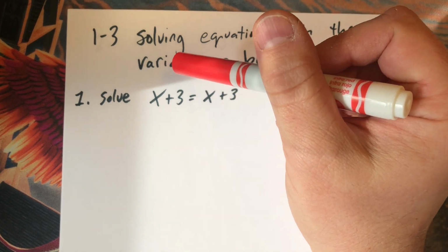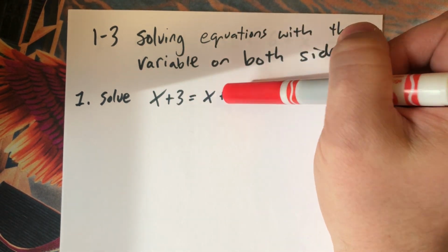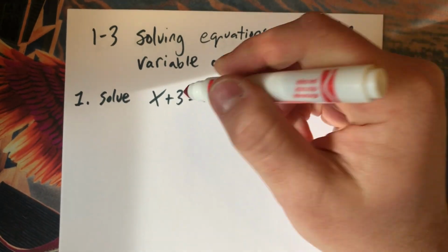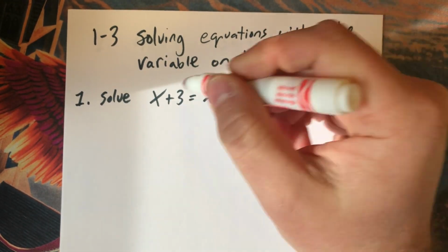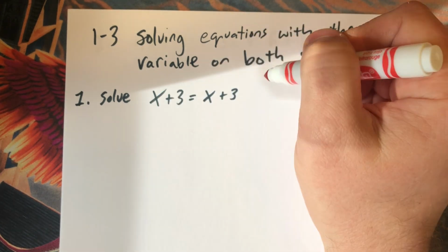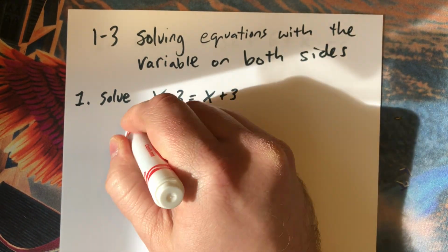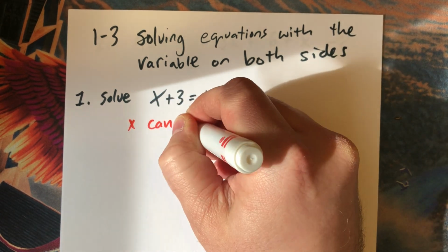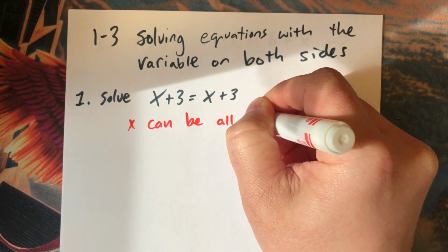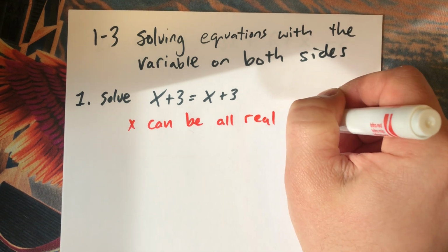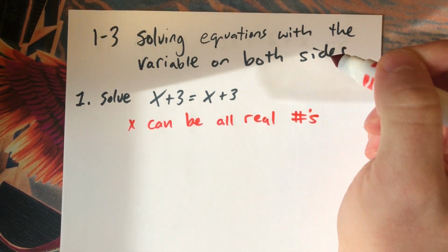And if you think about it, this says x plus 3, this says x plus 3. You might notice they're the exact same thing. This and this are the same thing. That means that x can be anything. So we'd actually say that x can be all real numbers.